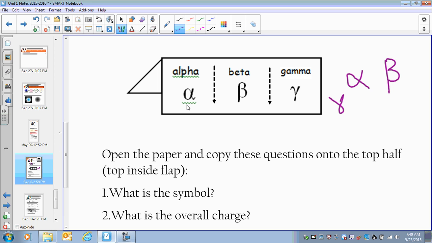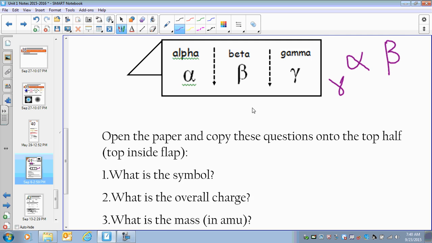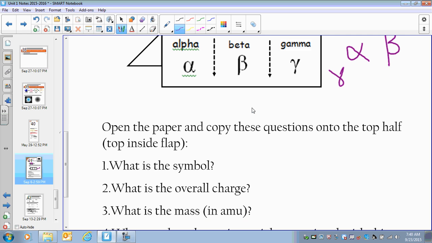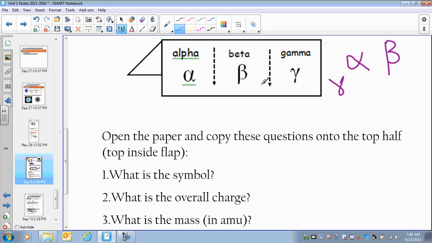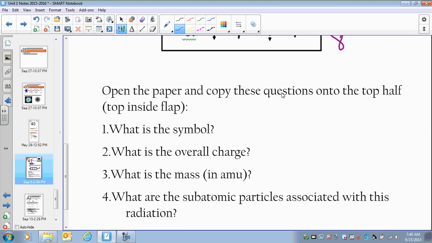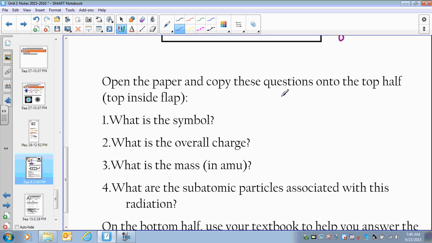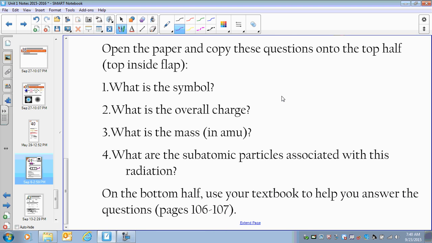Now open the paper and copy the questions inside the flap. So upper part of the flap, underneath the alpha, you can copy: what is the symbol, what is the overall charge, and what is the mass in AMU. And these three questions will go for all three of them. Once you finish writing it, also add: what are the subatomic particles associated with this radiation. On the bottom half, you will use your textbook to answer the questions from page 106, 107. So once you do that, we can move forward.